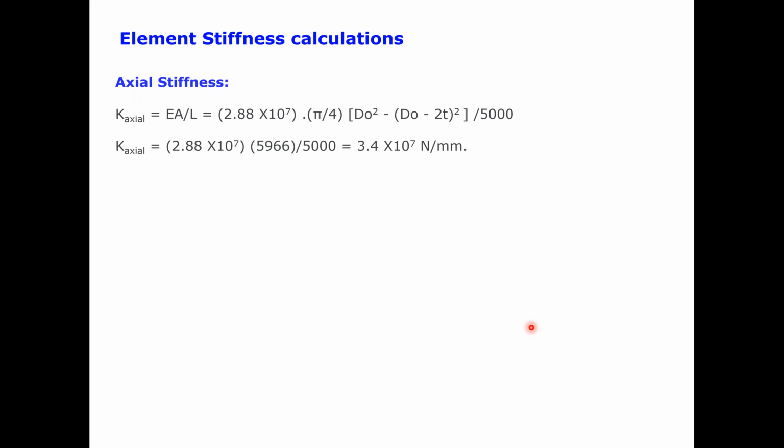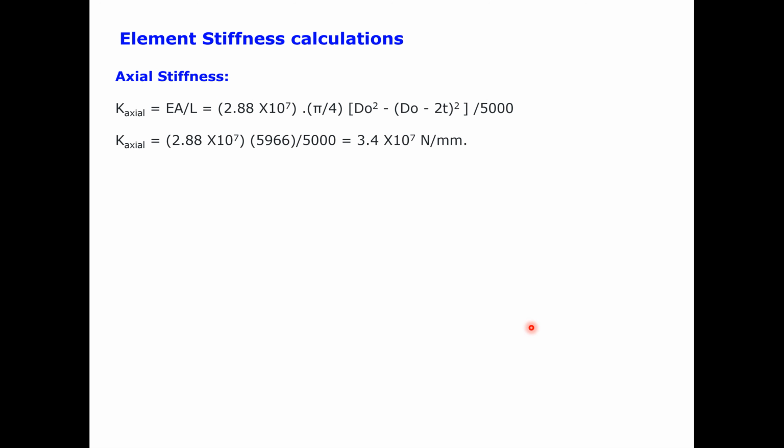Element stiffness calculation after finding the displacement. We have to calculate the axial stiffness. K axial is equal to EA over L. After putting in the values of E, A and L, we found that K axial is 3.4 into 10 to the 7 Newton per millimeter.